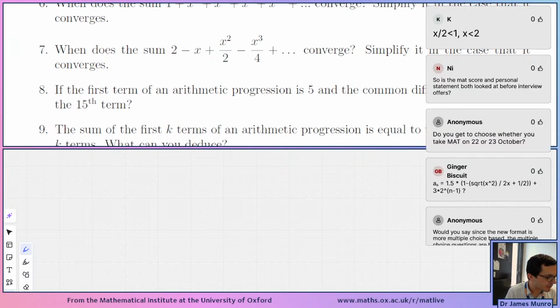What else is chat up to? Something involving square roots. So I'm going to think about that. No, square root of x squared, my least favourite thing. No, I like square root of x squared really, I suppose.